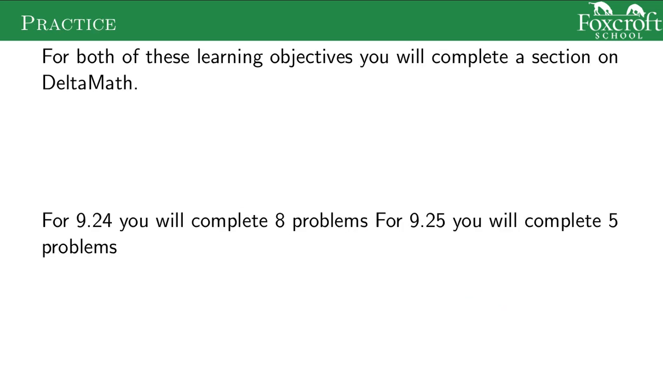So for both these learning objectives, you're going to complete a section on Delta Math. For 9.24, you're going to complete 8 problems, because again, there's a lot of different things that can happen, so I just want to make sure you see at least one problem similar to everything. For 9.25, just 5 problems, because if you did 9.24, you already did a bunch of practice, and just practicing that last step as well.